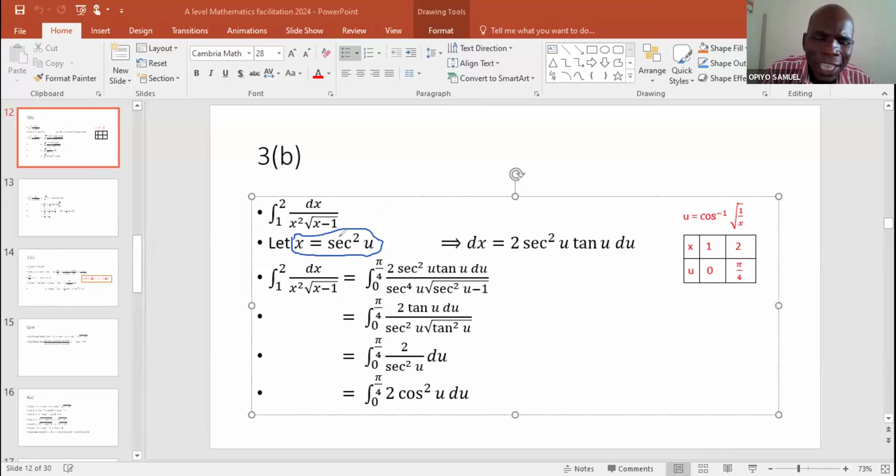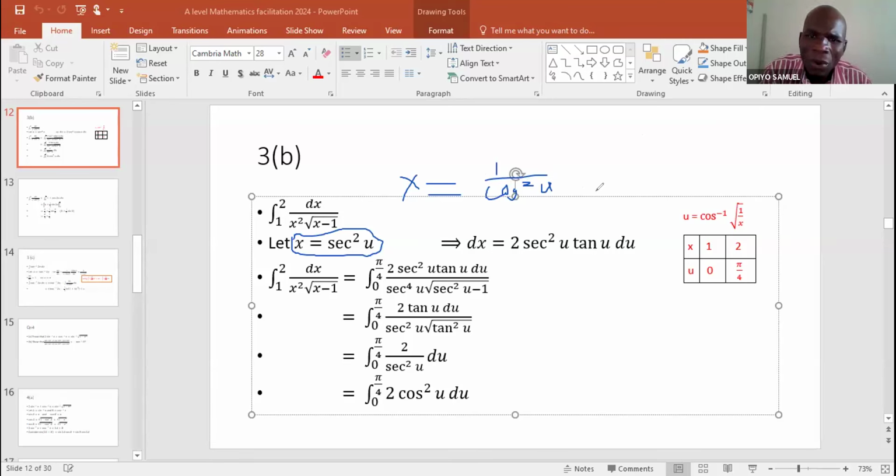Okay, but what we are saying in the table is, make u the subject. Remember, sec is 1 over cos. So we have x equal to 1 over cos squared u. So when I multiply by cos squared u and divide by x, then I will have cos squared u equals 1 over x. Then I take the square root on both sides to get cos u.